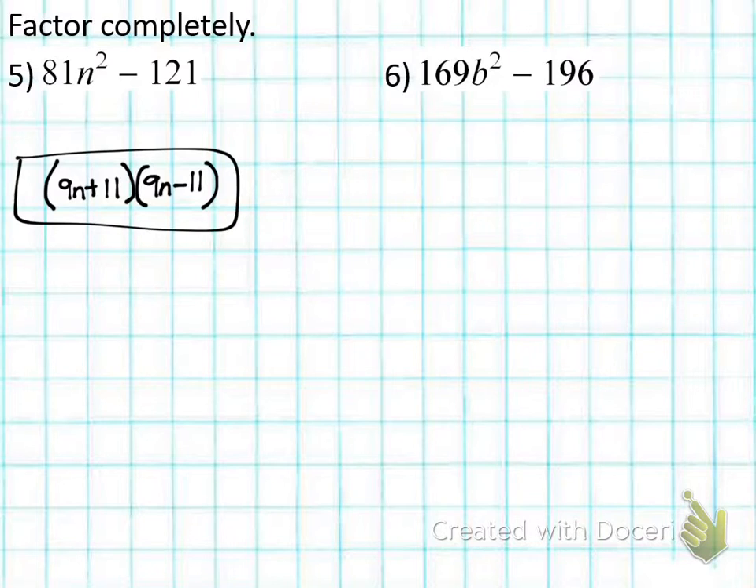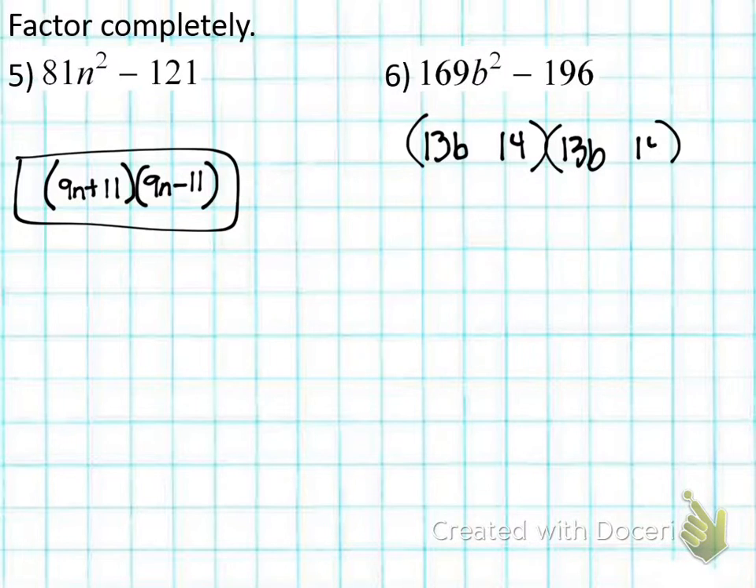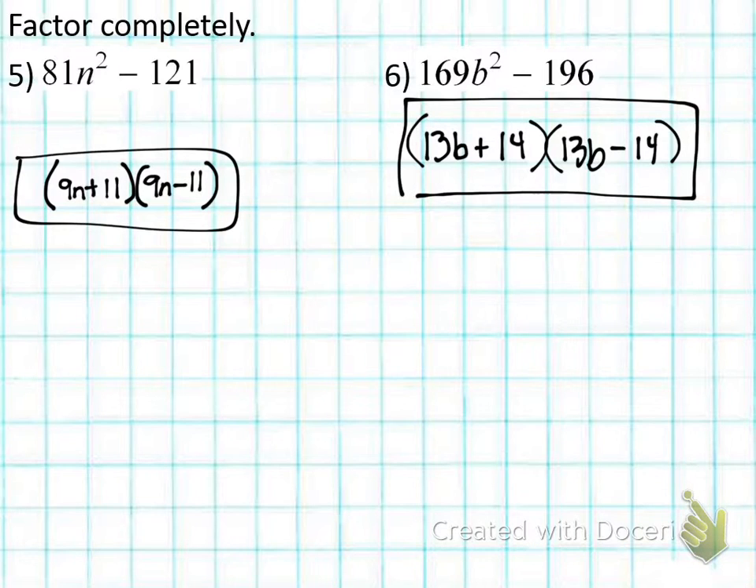Now do number 6 on your own. Ready, set, go. So number 6, we got, what's the square root of 169? 13. Square root of b squared? B. Okay, so we got 13b, 13b. I know that these are both perfect squares. What's the square root of 196? 14. Then you put a plus and then a minus sign. Can we put 13b minus 14 squared? No. Can we do 13b plus 14 squared? No, it's got to have both, right? Plus and minus. Okay?